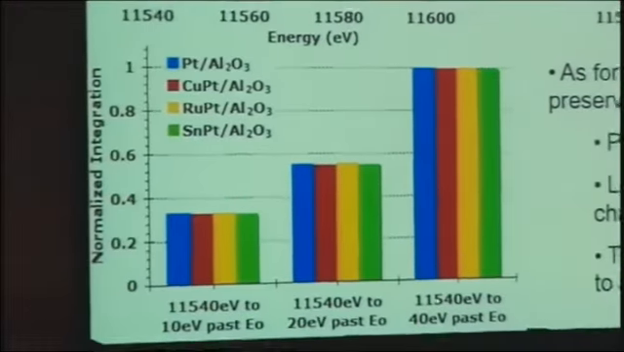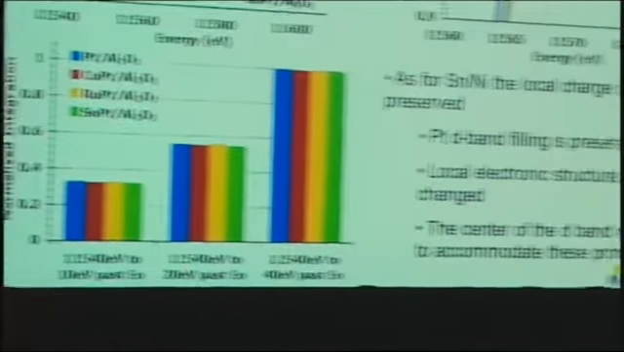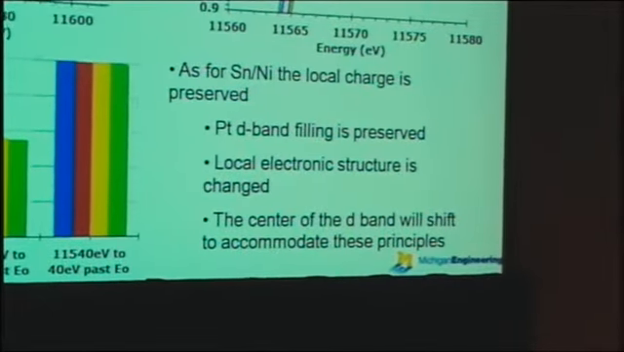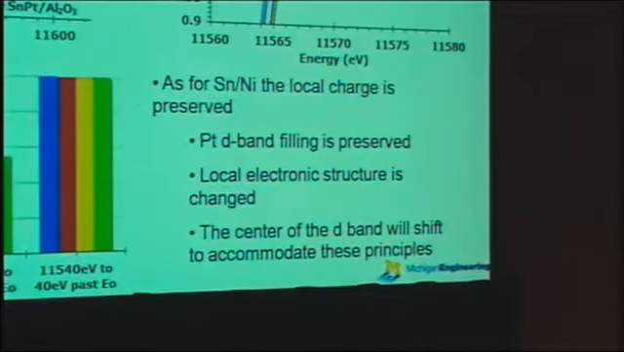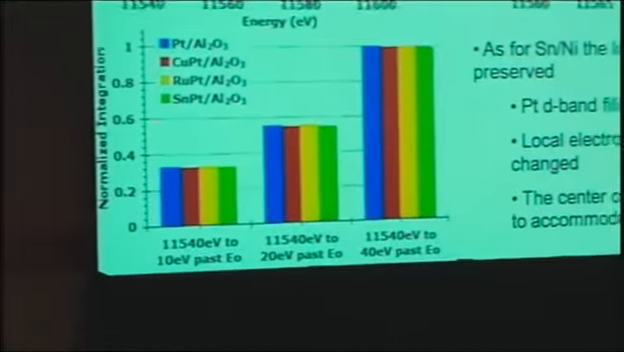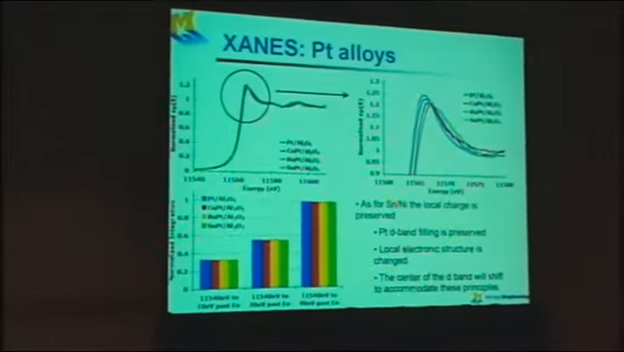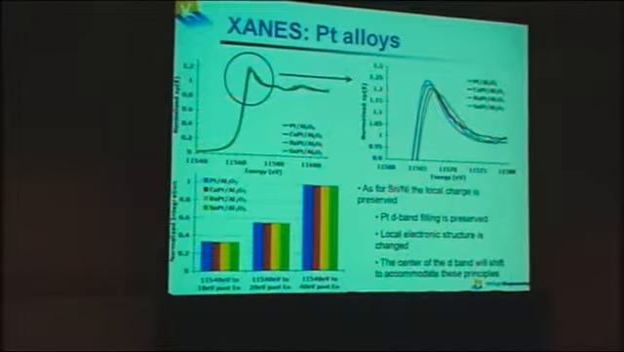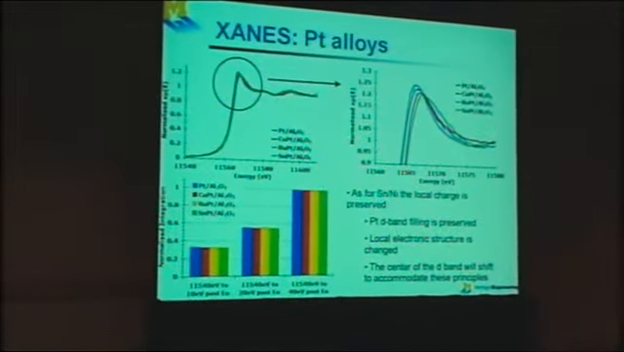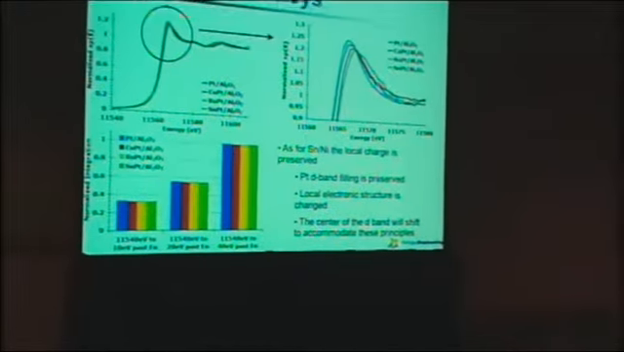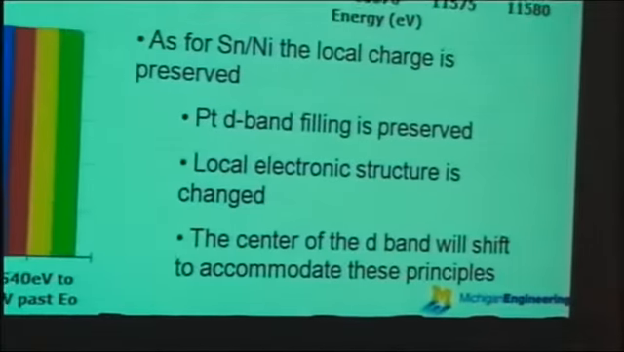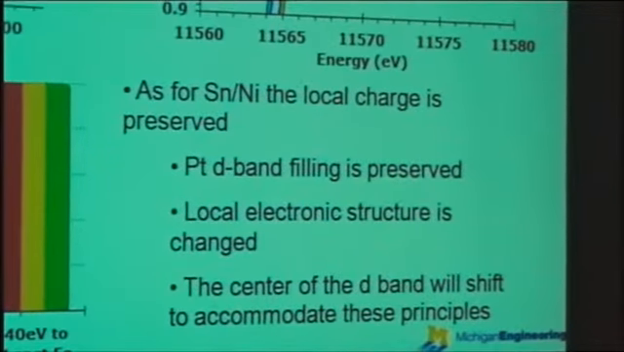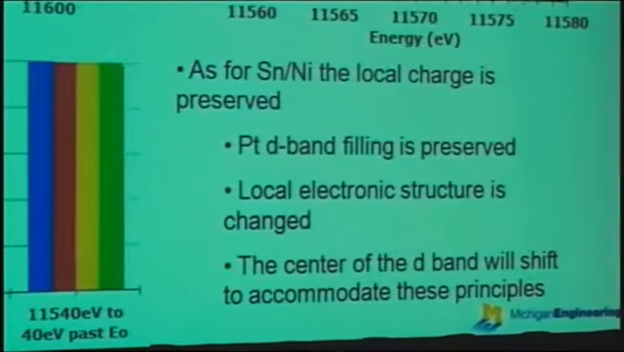If we integrate under this curve, we again get the number of states localized in platinum just above the Fermi level, and irrespective of what alloy we are dealing with, we get the same number of these states localized in platinum. So basically the story is the same for the platinum alloys as for the tin nickel and nickel alloys that I've discussed before. So basically the filling of the platinum d band is preserved. The local electronic structure does change because you create bonds between platinum and these impurity elements that are used to form an alloy, and the center of the d band now has to shift to accommodate these changes.